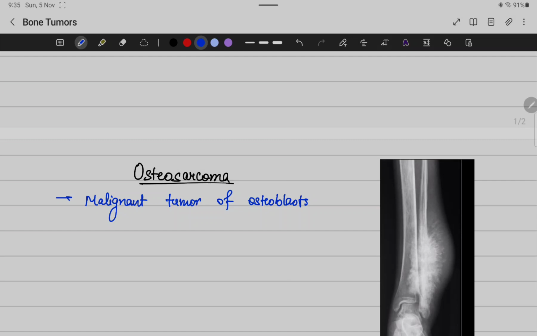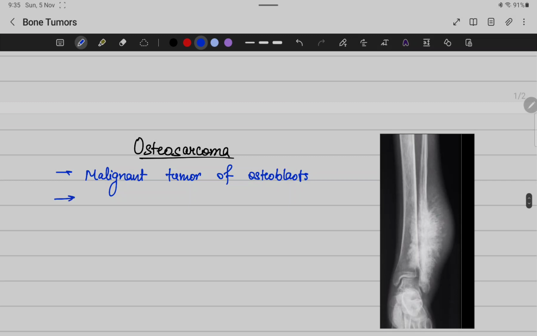There are some characteristic X-ray features which we'll talk about, but first let's talk about the incidence. It most commonly occurs in teenagers and less commonly in elderly. So there are these two ages where this is found, in teenagers and elderly, but mostly in teenagers.